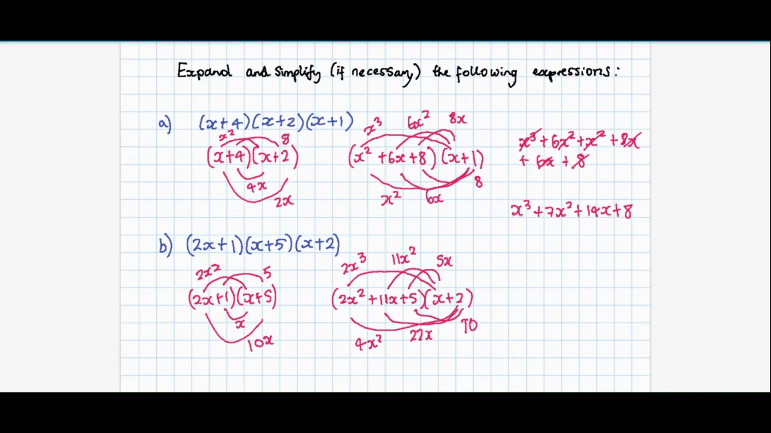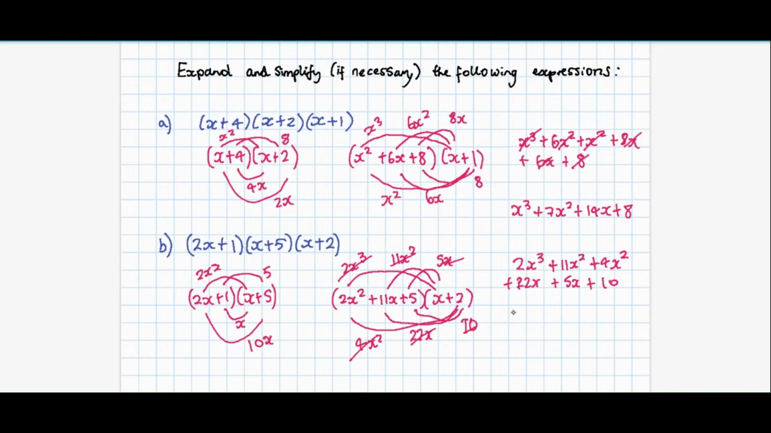Now let's add this all together and then simplify it. So we've got 2x cubed plus 11x squared plus 4x squared plus 22x plus 5x plus 10. You can also cross these ones off as you go, just to make sure you haven't forgotten any of them. I should be doing that, it just makes it a little bit easier.